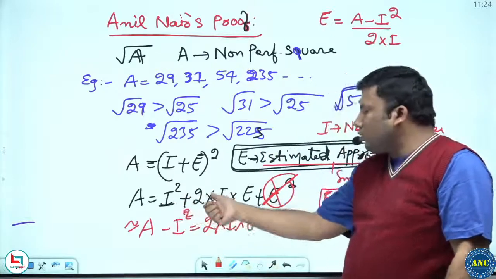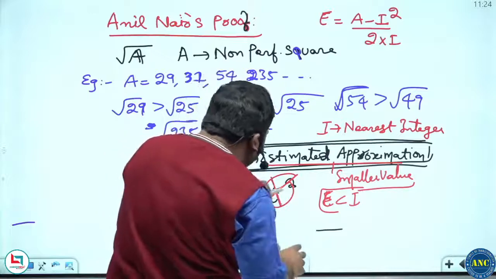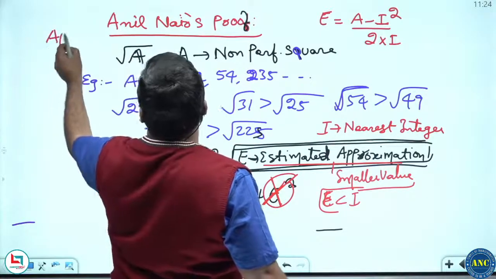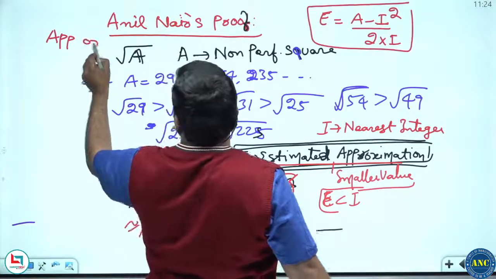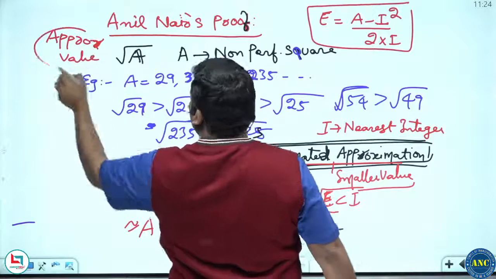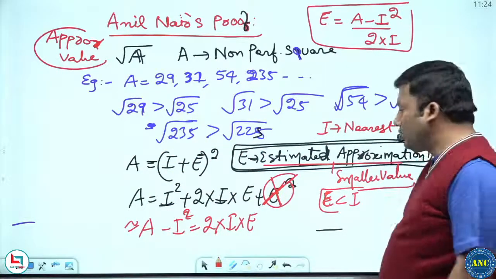I square plus 2 into I into E plus E square. It's a very small value. Anyway, I am finding the approximate value, so I can eliminate E square, because E square is a very small value. A minus I square is 2 into I into E.